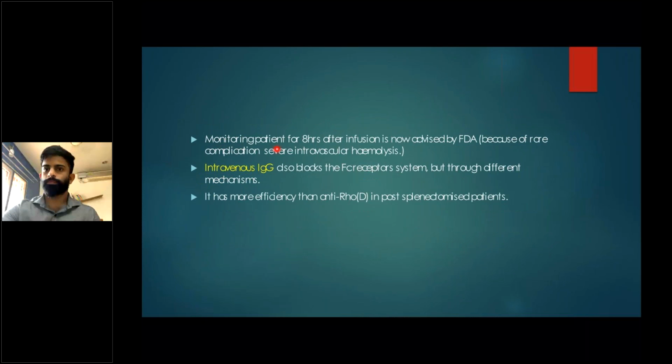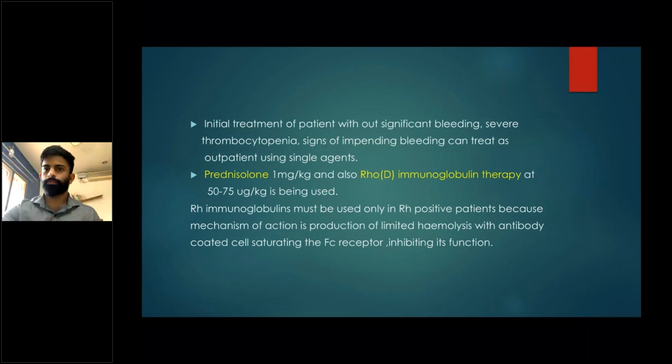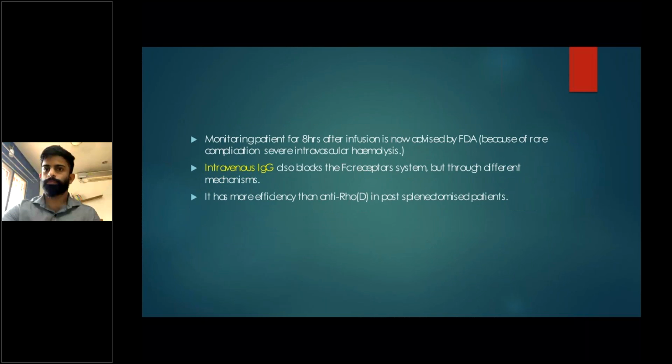Monitoring the patient for 8 hours after infusion is now advised by the FDA because of the rare complication of severe intravascular hemolysis. Intravenous IgG also blocks the Fc receptor system, but through different mechanisms. It has more efficacy than anti-D in post-splenectomized patients. So in post-splenectomized patients, intravenous IgG should be given. Monitoring the patient for 8 hours after the infusion is also advised by the FDA because of the rare complication of severe intravascular hemolysis with immunoglobulin therapy.